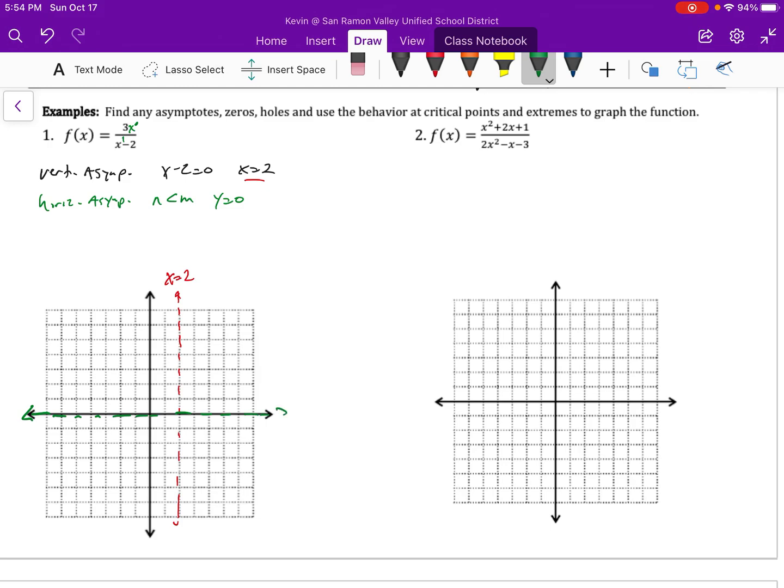We don't have any holes because nothing would reduce down here. So no holes. None. And let's see, we can look for some other things.